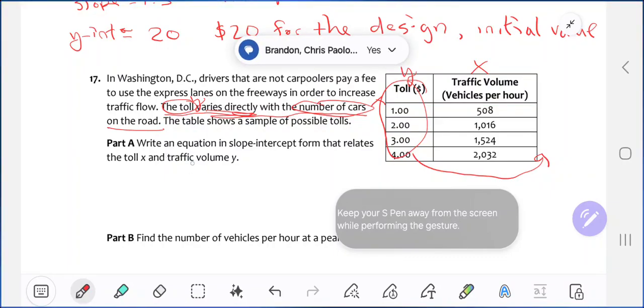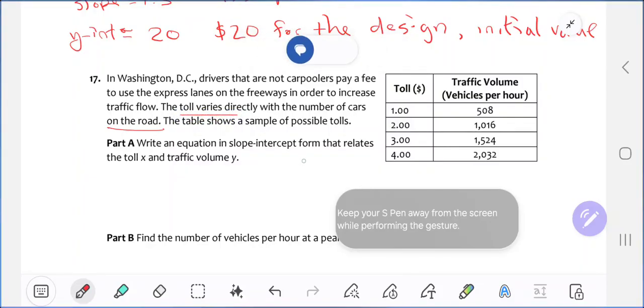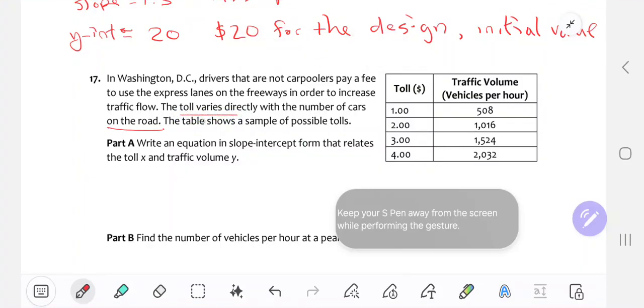Okay, so now we're going to write, you see? So this is the problem here. The toll varies directly with the number of cars. They should have written this opposite. Okay, so this should have been written the number of cars on the road. No, that's wrong too. All right, well, it says write an equation in slope-intercept form that relates the toll X for the traffic volume Y.